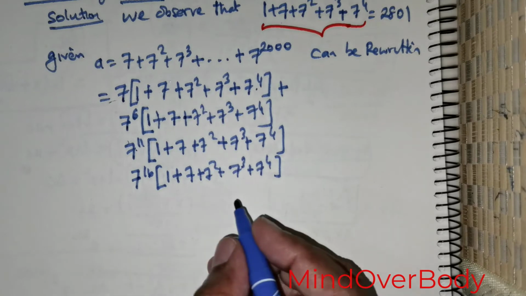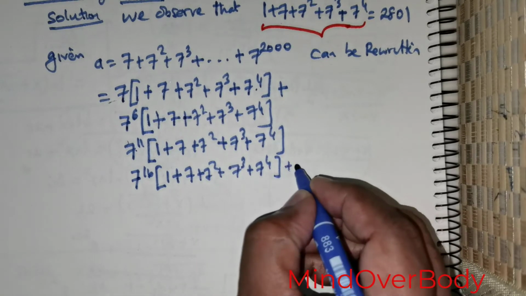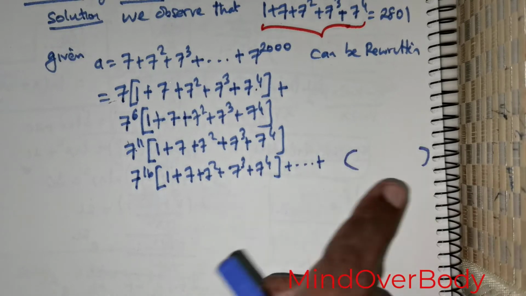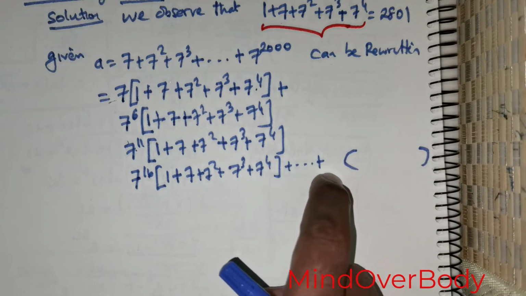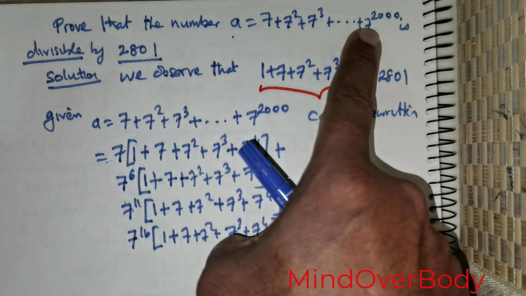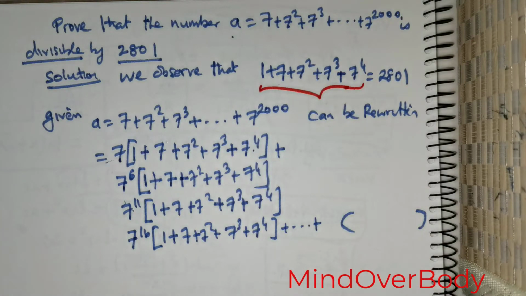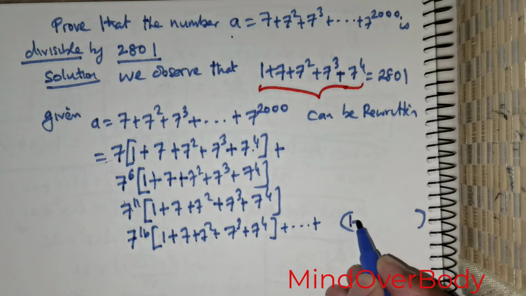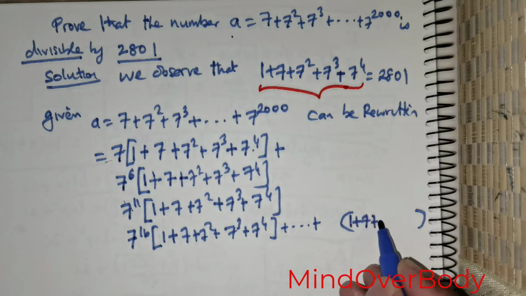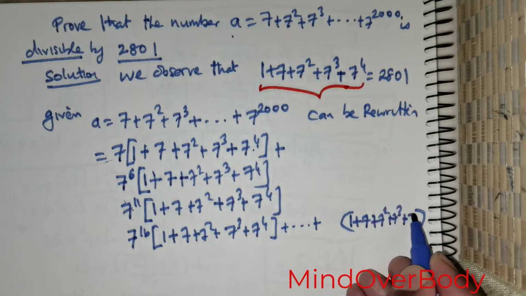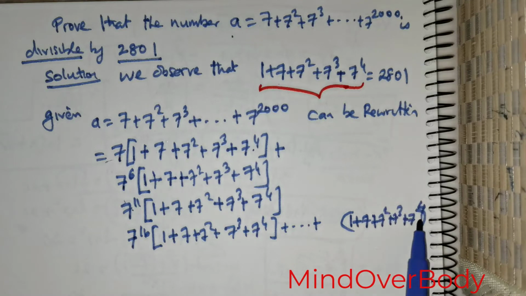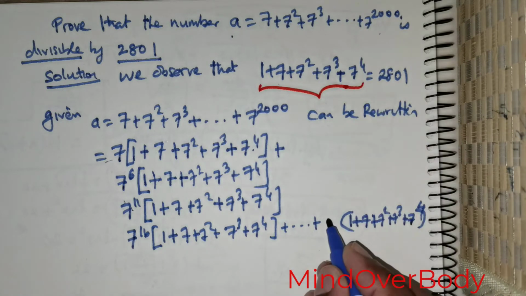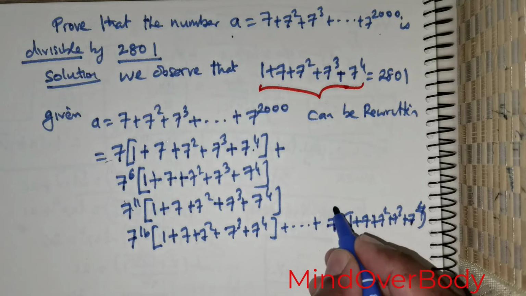Now if I were to proceed like this, plus etc., the last term should include a quantity over here, so that this quantity multiplied by that quantity gives me 7 raised to the power of 2000, right? So definitely the quantity that I would be placing inside should follow this pattern: 1 + 7 squared + 7 to the power of 3 + 7 to the power of 4. So this quantity multiplied with this quantity should give me 7 power 2000.